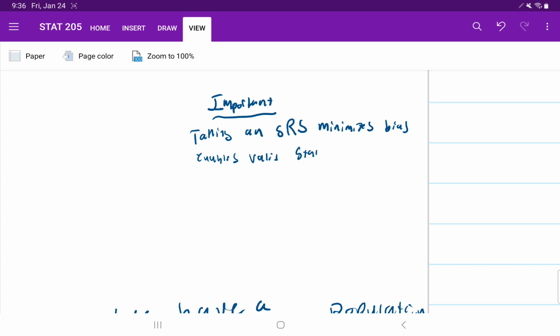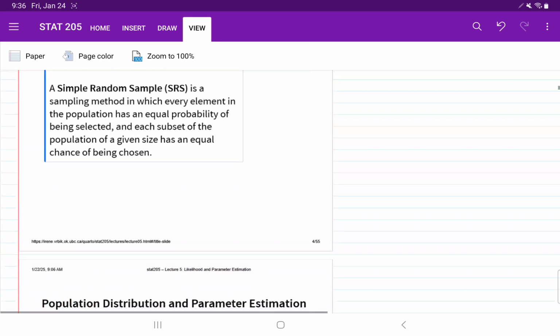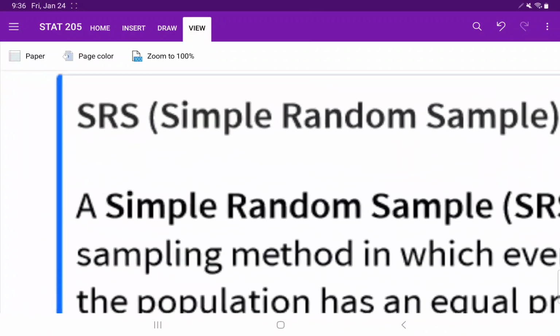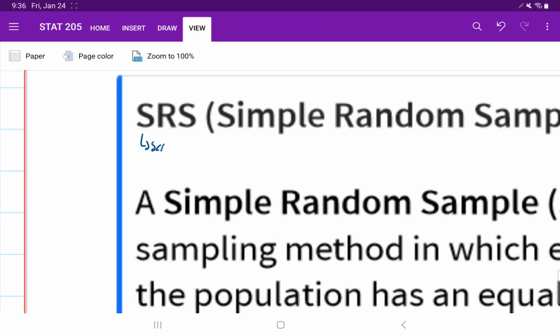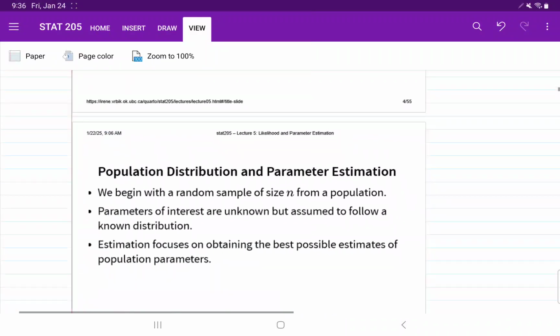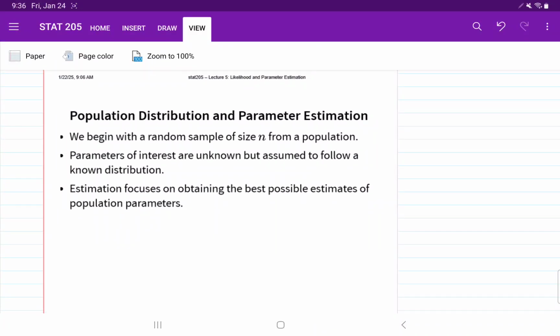Supposing we're beginning with a simple random sample of size m from the population, we are interested in these parameters, which again are assumed to be unknown to us. We're going to assume our population follows some specific distribution, and we know a little bit about these specific distributions from our discussions in Stat 203. Now, we're going to be focusing today on how we get those estimators that find the best possible estimates of those population parameters.